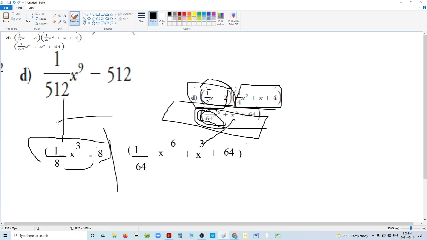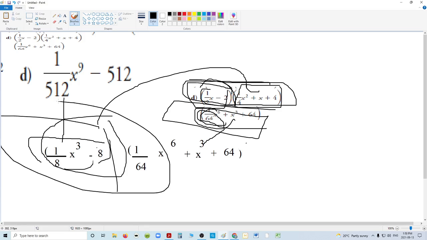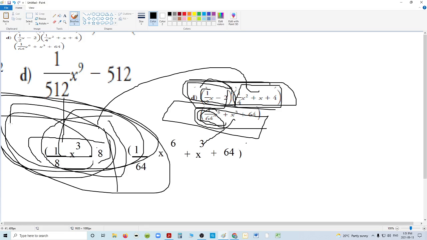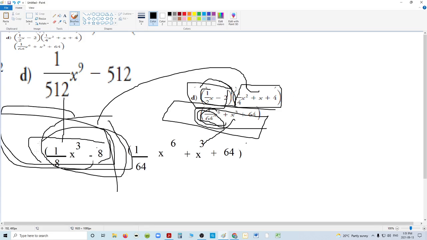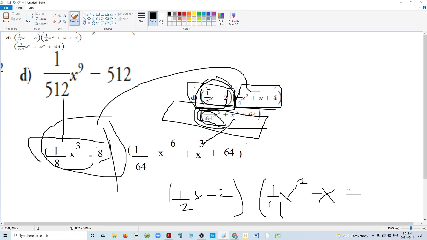However, they noticed that 1 over 8 minus 8 can be factored again. And they factored it again because that is now a difference of cubes. And your teacher's probably going to do something tricky like that sometimes. And the root of that is 1 over 2x minus 2, which we see right here. And then we're left with 1 over 4x squared minus x plus 4, and this is a plus. And we see that right there.